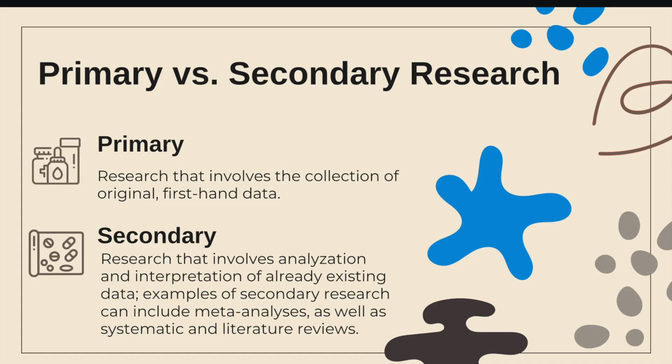Another important discussion is between primary and secondary research. Primary research is when you collect your own data, like conducting an experiment or a survey or an interview, versus secondary research, which is when you analyze data that already exists, like reading studies or doing a literature review. Most research uses a mix of both. For example, you might read existing studies first to understand a topic, and then conduct your own research to build on that knowledge.